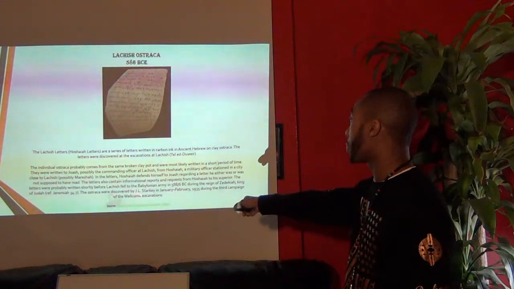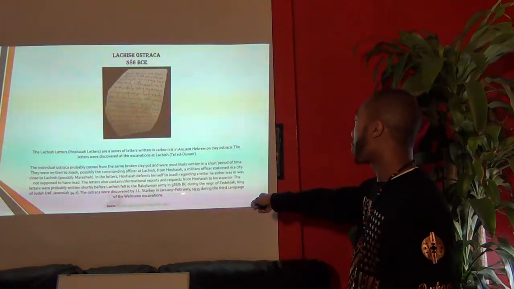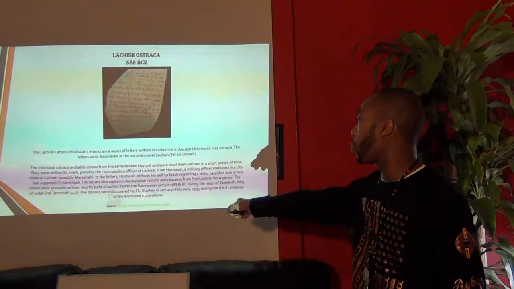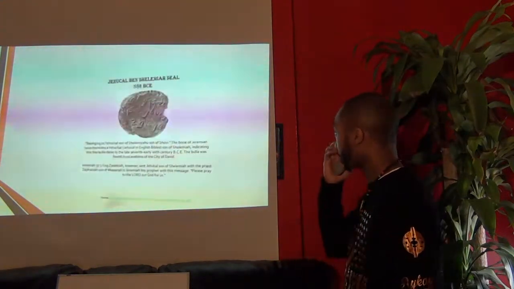The ostraka were discovered by J.L. Starkey in January-February 1935 during the third campaign of the Wellcome excavations. All right, let's move forward.